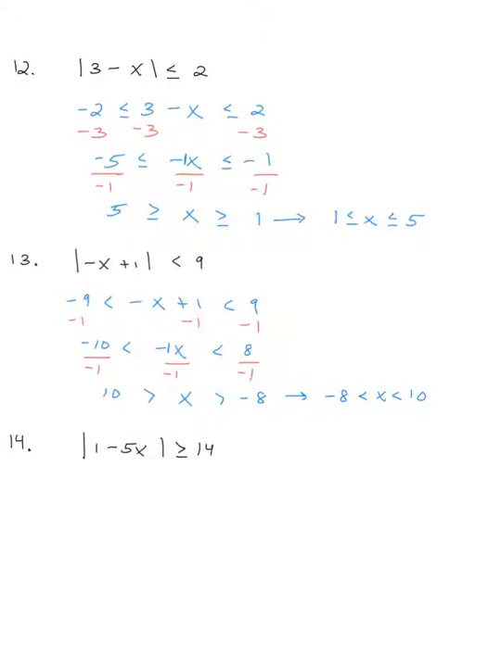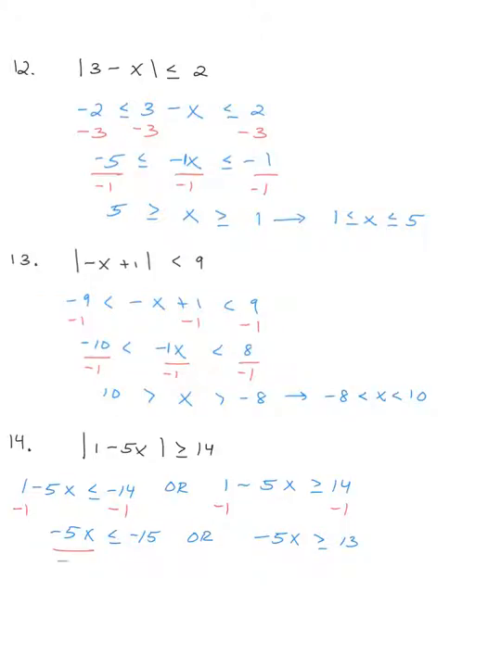Okay, here we have something that'll be an OR statement. This is saying that 1 minus 5x is greater than or equal to 14. Or, as another possibility, maybe 1 minus 5x is less than or equal to -14. So we have two distinct pieces. In all of them, we'll subtract 1 from both sides, giving us -5x is less than or equal to -15, or -5x is greater than or equal to 13.